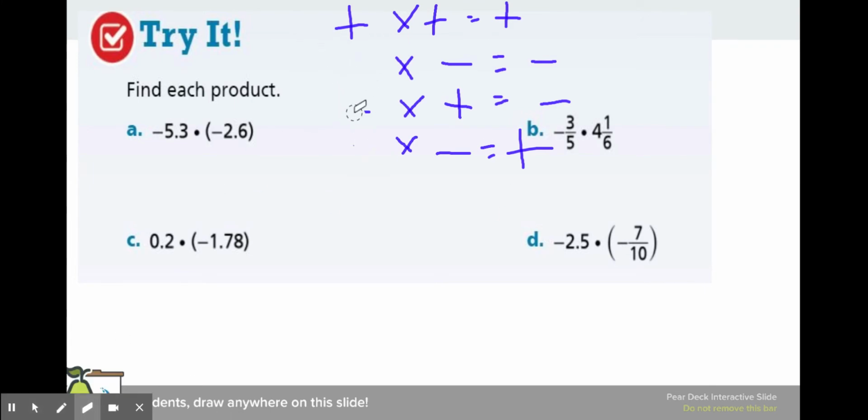And now the only thing you need to know is how to multiply fractions and decimals. So I want you guys to start on A because you learned how to multiply decimals in 5th grade. So I want you guys to do A on your Edpuzzle and then I will go over it while I erase this stuff.